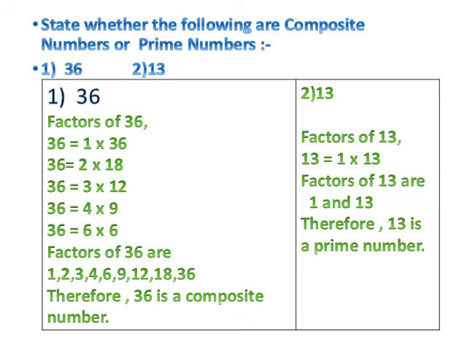In the second example, 13, the factors are 1 into 13 only; the factors of 13 are 1 and 13. It has only 2 factors, 1 and the number itself, and therefore 13 is a prime number. So easy, my dear students. This shows you how to identify composite numbers and prime numbers by finding the factors.